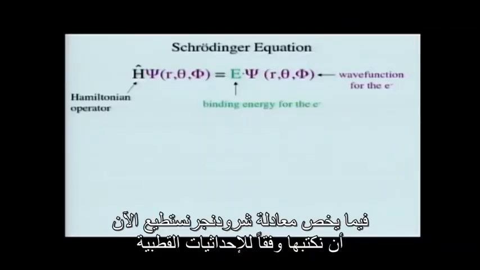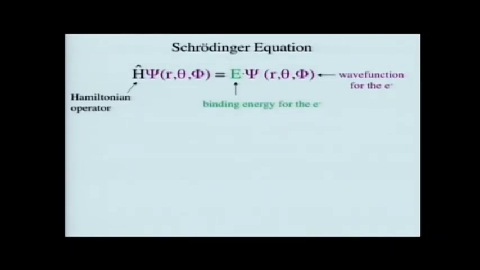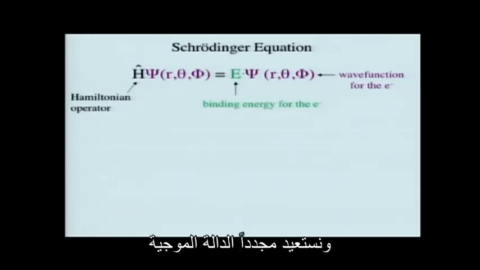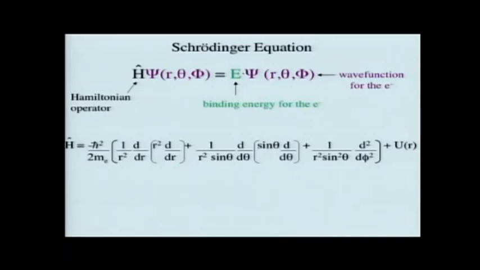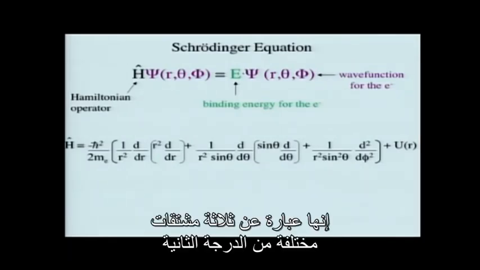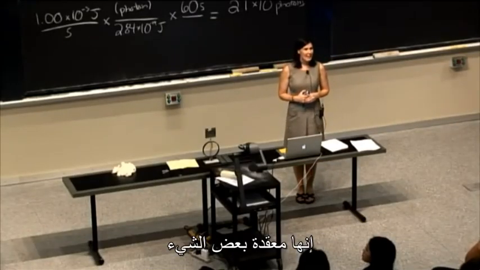In terms of the Schrödinger equation, we now can write it in terms of our polar coordinates here. So we have the operation on the wave function in terms of r, theta, and phi. And remember, this E is just our binding energy for the electron, and we get back out this wave function. So you might ask, this looked pretty simple up here, right? Just with that H hat. It turns out we can write it out fully. It's 3 different second derivatives in terms of the 3 different parameters. It's a little bit complicated.